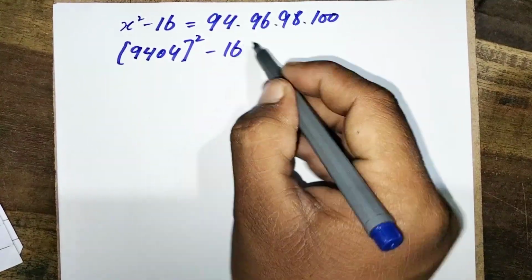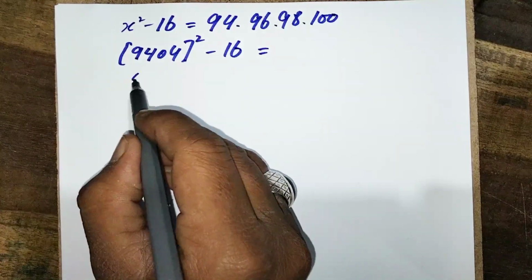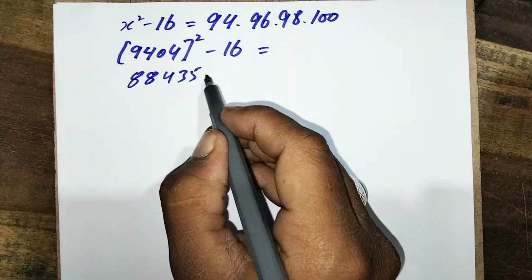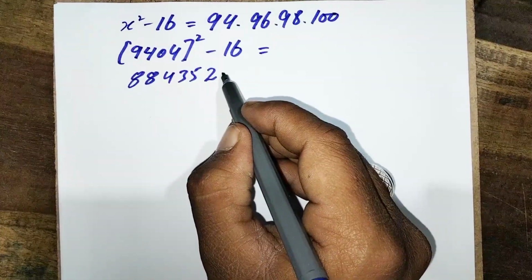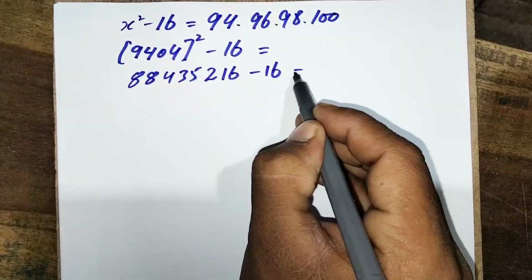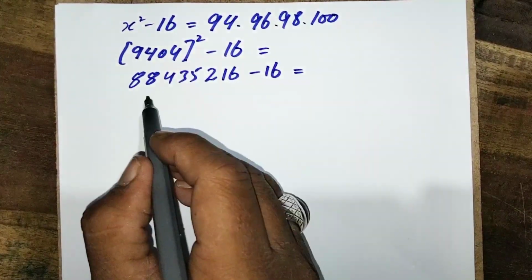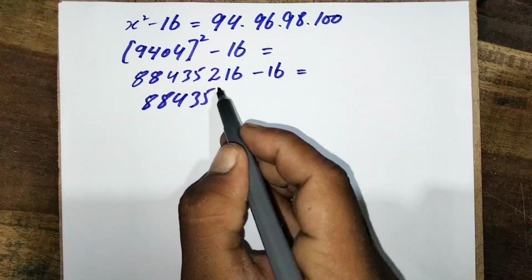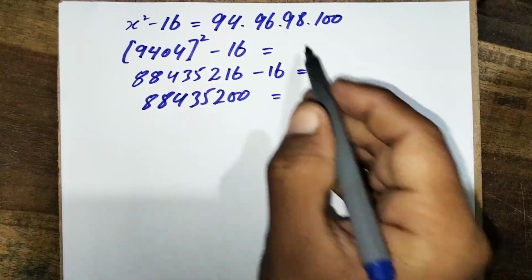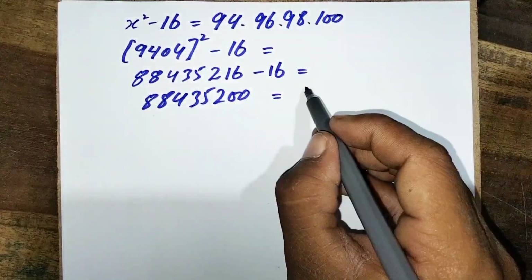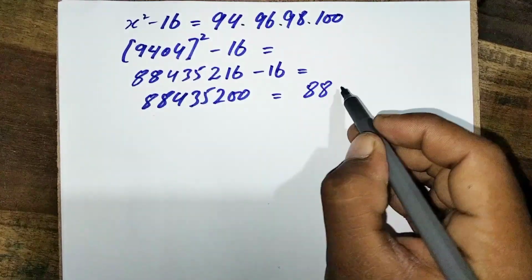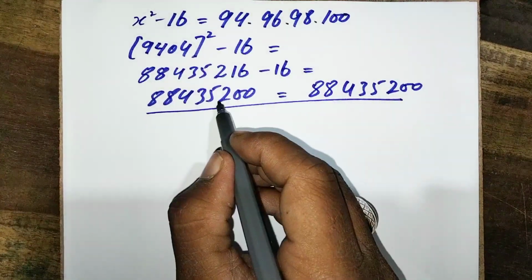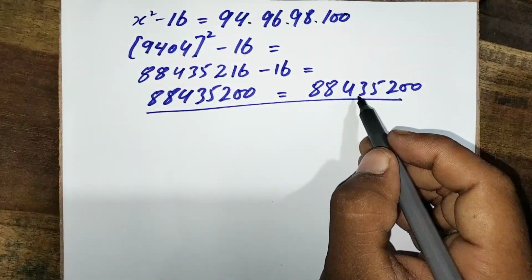square minus 16. Students, the square of this is equal to 88,435,216, and this minus 16, when we take minus from this, it becomes 88,435,200, and we take the product of these four, it also becomes this. So left hand side is equal to right hand side, and the value of x is true.